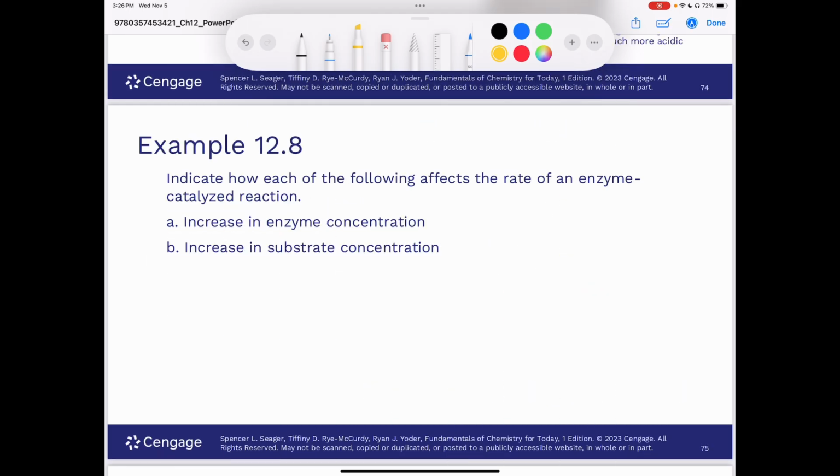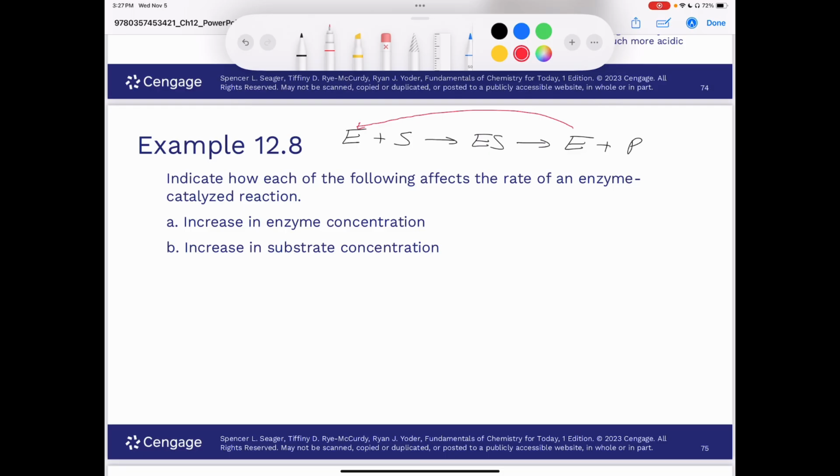All right, example 12.8: indicate how each of the following affects the rate of an enzyme catalyzed reaction. And so we saw this kind of generic equation that I put before. We have our enzyme plus our substrate, which can form our enzyme substrate complex. And then, of course, that can release the enzyme plus the product, right? So the enzyme goes back to being recycled all the way back to the beginning.